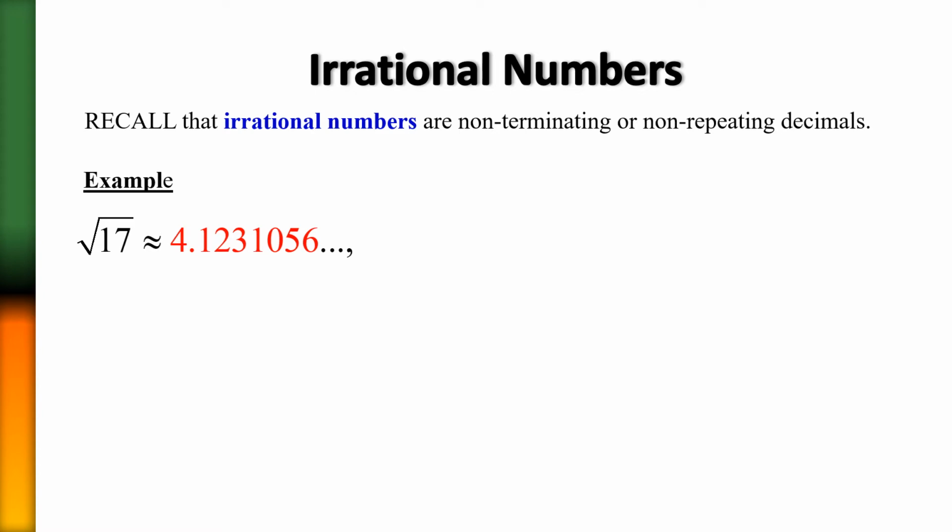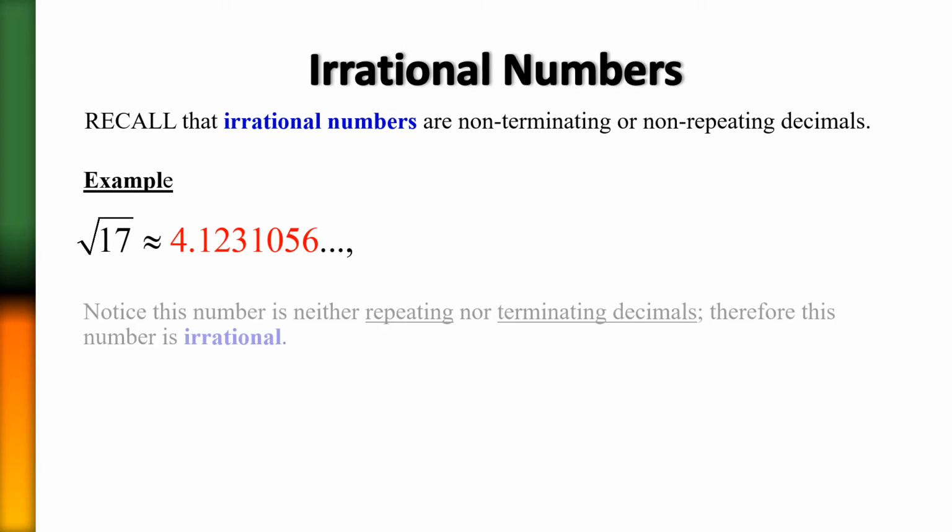Sometimes, though, the numbers will repeat themselves in a pattern. For example, you might have 0.123, 123, 123 that just goes on and on and on forever. But in any case, those are what we call irrational numbers.